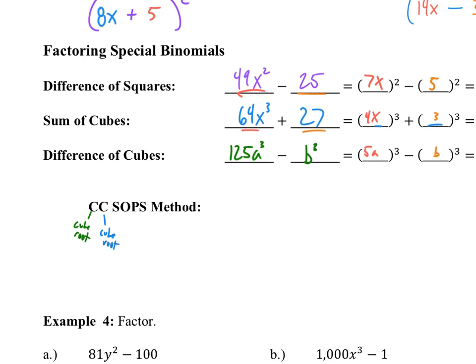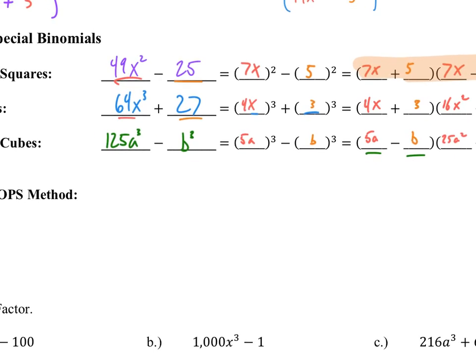So what it's telling you to do is take the cube root of the first term, that's 5a, right? Take the cube root of the second term, that would be b. So just kind of identifying those. And those always go in the first set of parentheses.